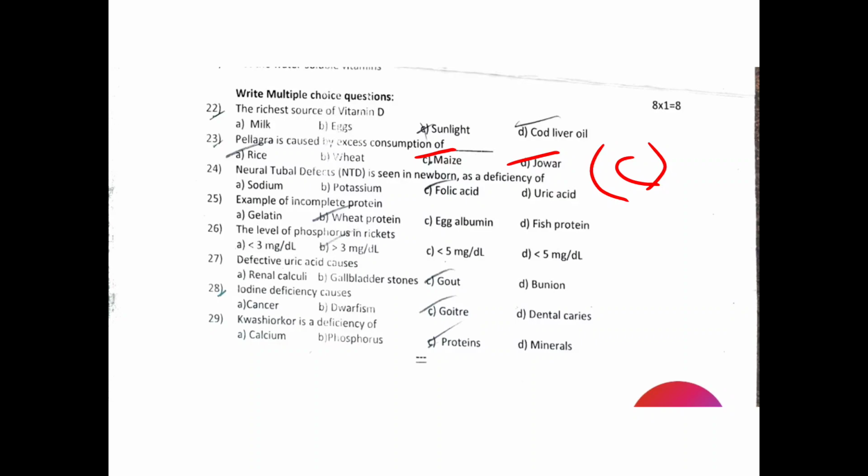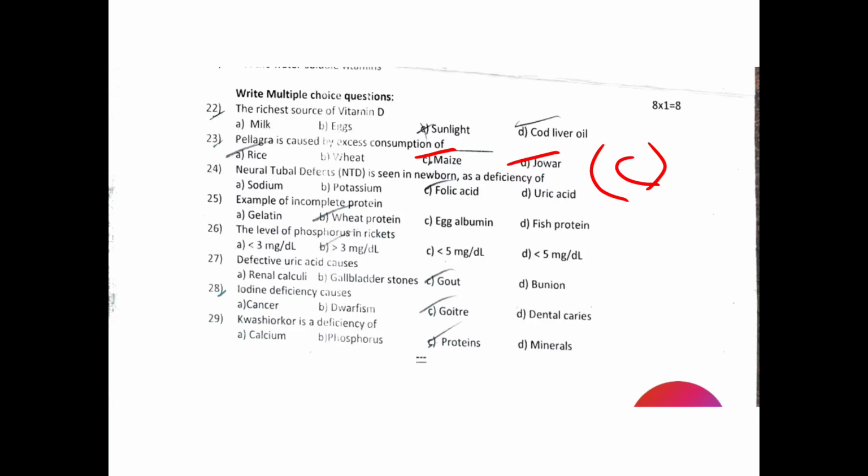Next, neural tube defects seen in newborn are a deficiency of folic acid. That's why in the first 3 months of pregnancy, they will start with folic acid and they will continue with the iron and folic acid tablets in the second trimester also. So the folic acid is very, very important. Otherwise, the child will develop neural tube defects. The child is more prone to neural tube defects.